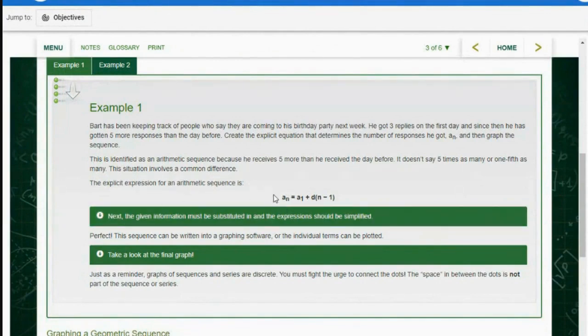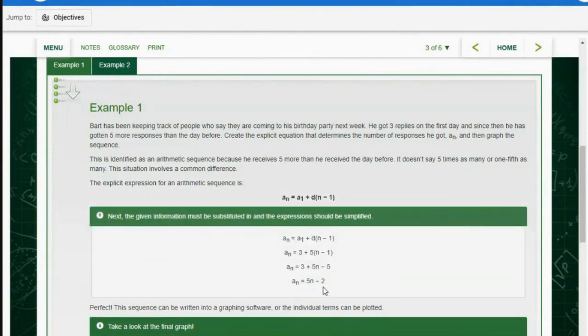Explicit arithmetic sequence, and this is showing how to graph this arithmetic sequence, which you could put into Desmos. So what he did is he took A1 plus d(n minus 1) and substituted. He got 3 replies for his birthday on the first day. He got 5 more the second day. So the second day he got 8 replies. Then he got 13 replies, and he got 18 replies. And you can just put this formula. You don't have to simplify it. They simplify. You can put it just like this, and it would graph it.